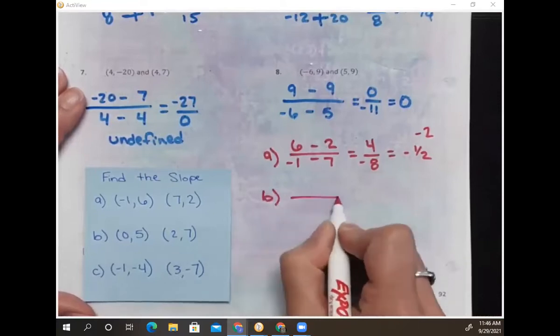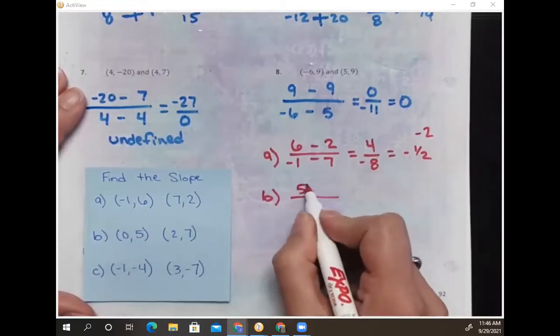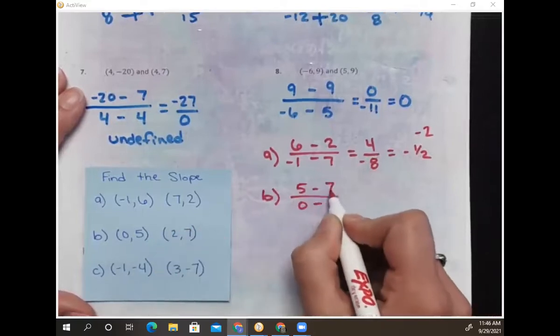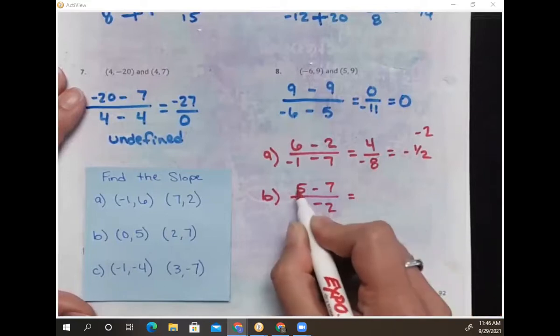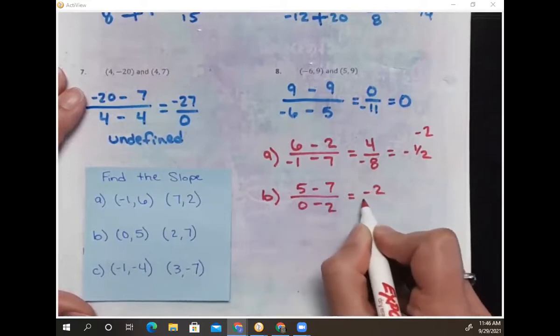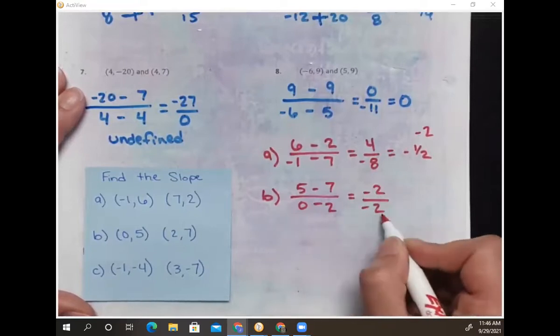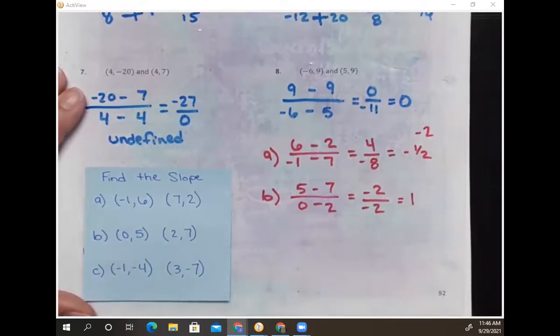For B, here's my first point, y on top, x on bottom, minus, minus. Here's my second point, y on top, x on bottom. 5 minus 7 is -2. On bottom, 0 minus 2 is also -2. -2 divided by -2 would be 1. So we have a slope of 1 there.